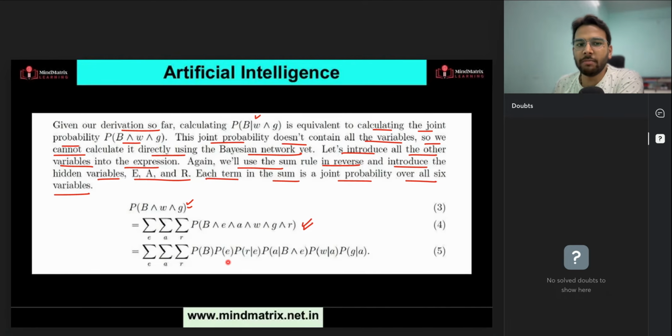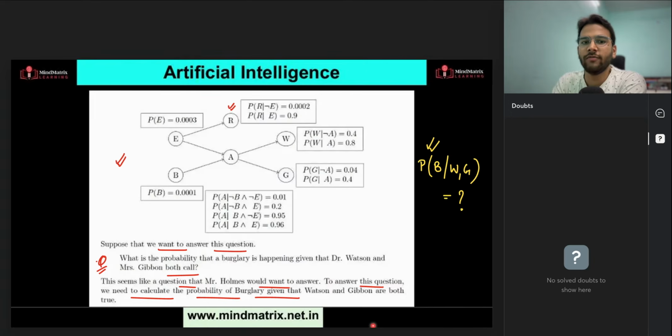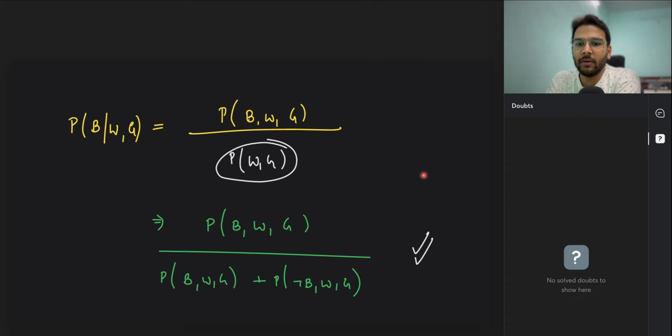And now using the Bayesian network, once we have the joint distribution, you can always write it like this. You know how to write it using the Bayesian network, the graph, right? Probability of B into probability of E, probability of R given E, probability of A given B and E, probability of W given A, probability of G given A. This thing you can always write using this particular graph. We know how to write it also, right? Is this clear? Any doubt, anyone?